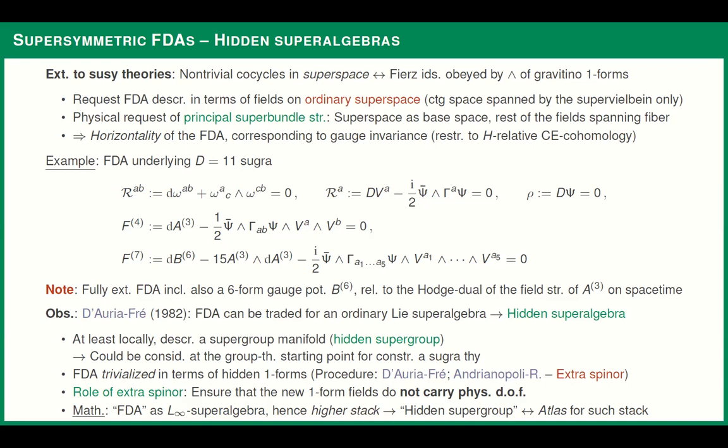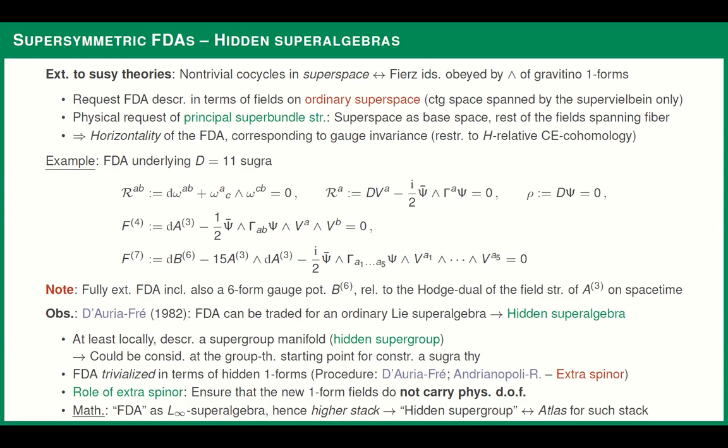So what I want to discuss now is this construction which was introduced in 1982 by Ravera. And so the question was, can I now have this free differential algebra underlying the vacuum structure of the theory, can this be traded for an ordinary superalgebra, written in the dual description just in terms of one-form fields, bosonic and fermionic, and so of a hidden superalgebra? And the answer is yes. And at least locally, this is described by a supergroup manifold which is called the hidden supergroup.